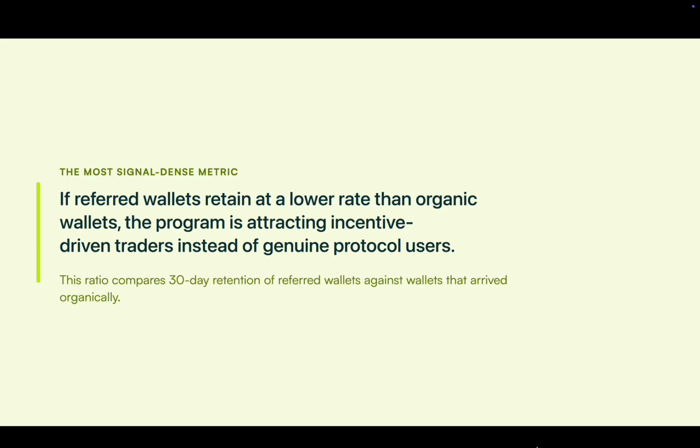This last metric is particularly useful. A referral program can generate a lot of activity while still attracting users who only care about the incentive. Comparing referred user retention with organic user retention helps reveal that difference. If referred wallets retain at a lower rate than organic wallets, the program may be attracting incentive-driven traders. If retention is comparable or higher, referrals may be extending genuine word-of-mouth acquisition. So instead of asking only, how many wallets did our referral program acquire? You can ask a much more useful question. Are the users we're acquiring through referrals behaving like real protocol users?